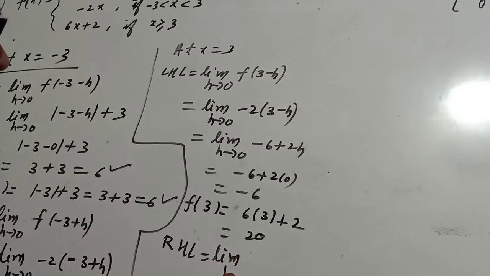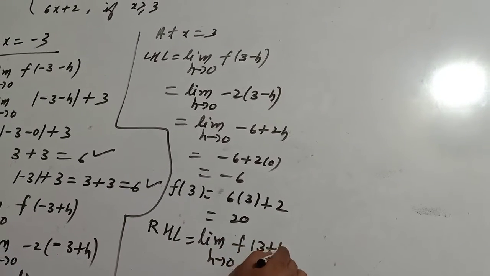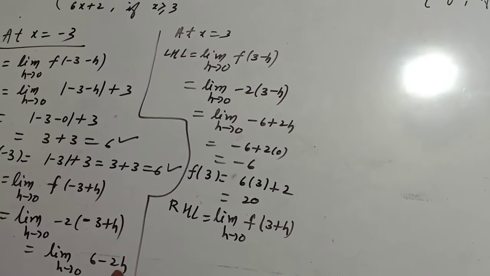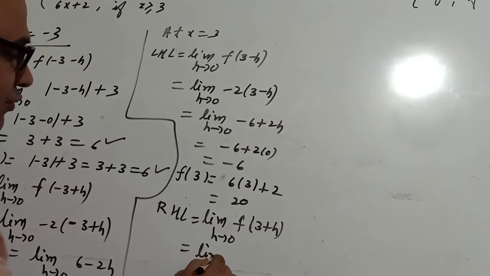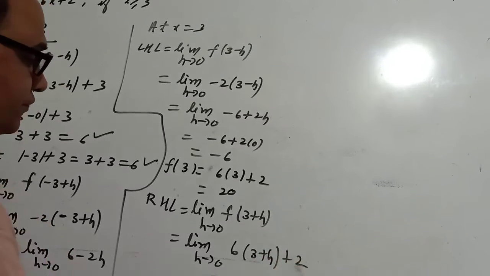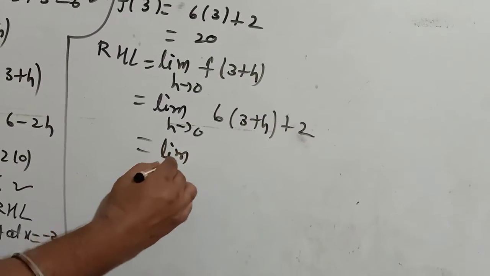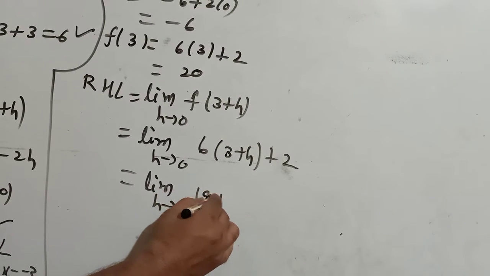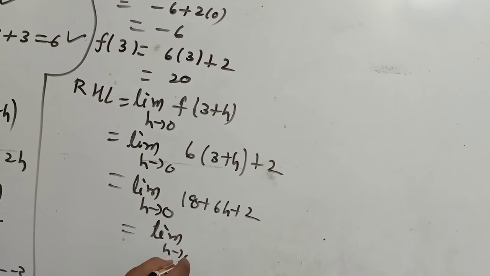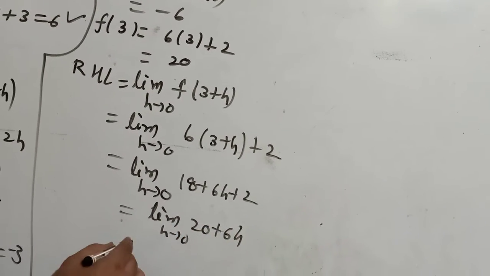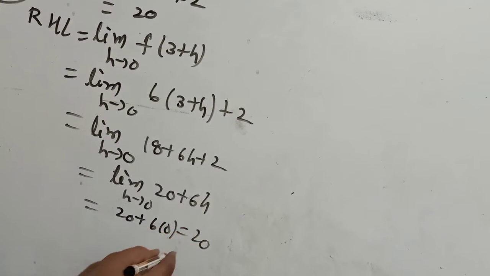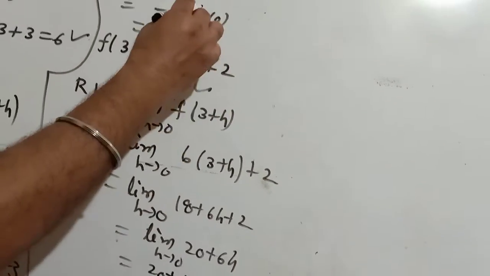limit h tends to 0, f of 3 plus h. So this function will be taken. Okay. So this is what? Limit h tends to 0, 6 times 3 plus h plus 2. Limit h tends to 0, 18 plus 6h plus 2, or limit h tends to 0, 20 plus 6h. Now you are putting value of h 0. So 20 plus 6 into 0, it is 20. This is 20, this is 20, but this is not 20.